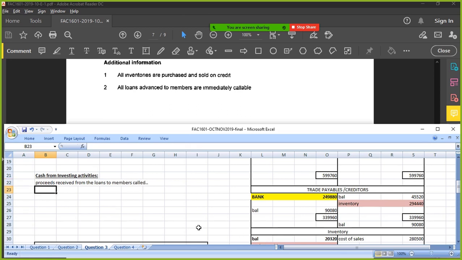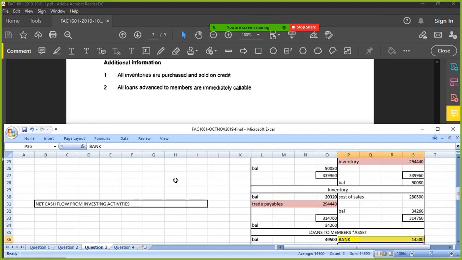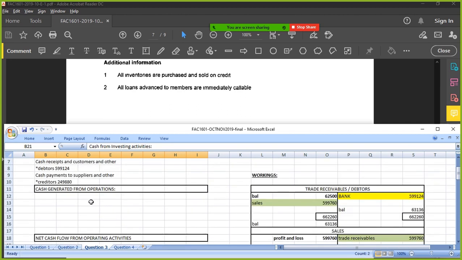Okay, so basically you receive money back. Because it's an asset, it will be part of your investing activities. Okay, it's a short-term asset though. You could actually put that under operating. Remember we saw that in the assignment, when it was a short-term asset they put it under operating instead of under long-term. Remember that?